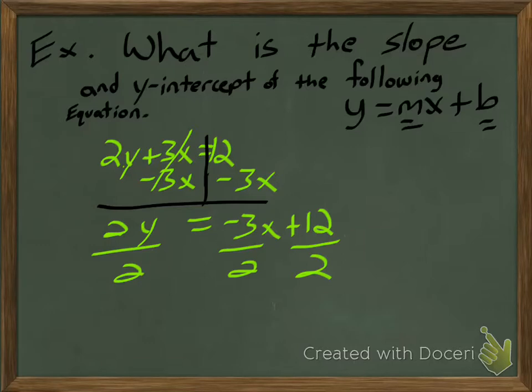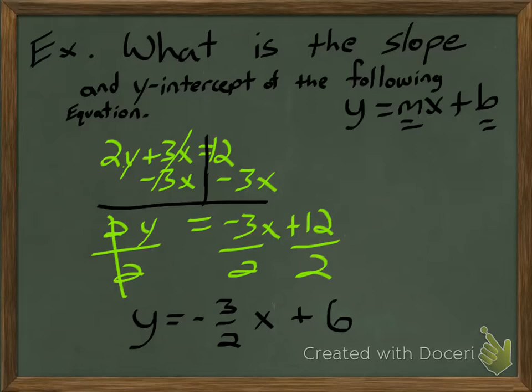So 2 divided by 2 is 1, so that goes away. We're left with y. And then negative 3 divided by 2, we're going to leave it as negative 3 divided by 2, x. And then 12 divided by 2 is 6.